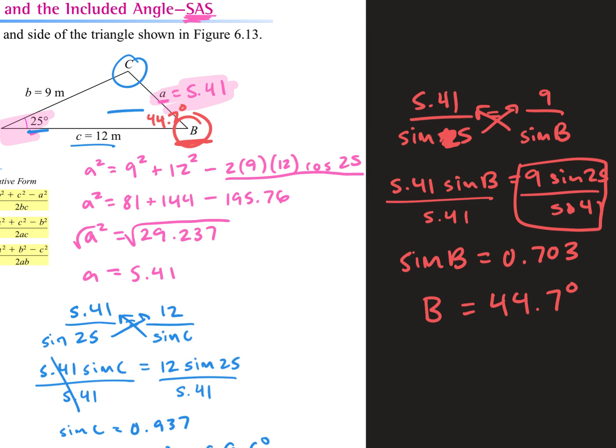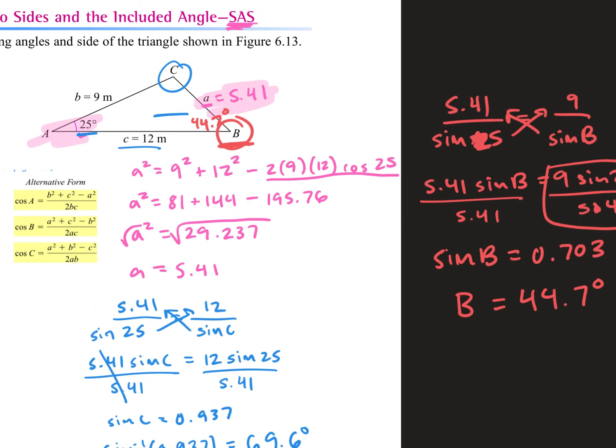And then how can I find angle C? Awesome. Add them together and then subtract them from 180. So I have angle A and angle B, so 25 plus 44.7. So this will be 69.7 and subtract that from 180.